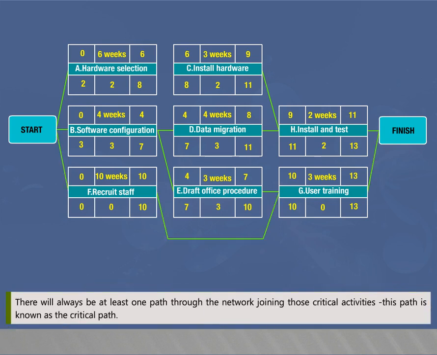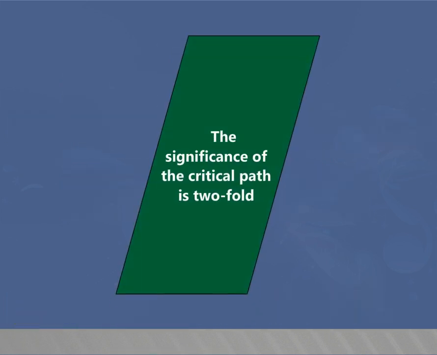There will always be at least one path through the network joining those critical activities. This path is known as the critical path and is shown. The significance of the critical path is twofold.